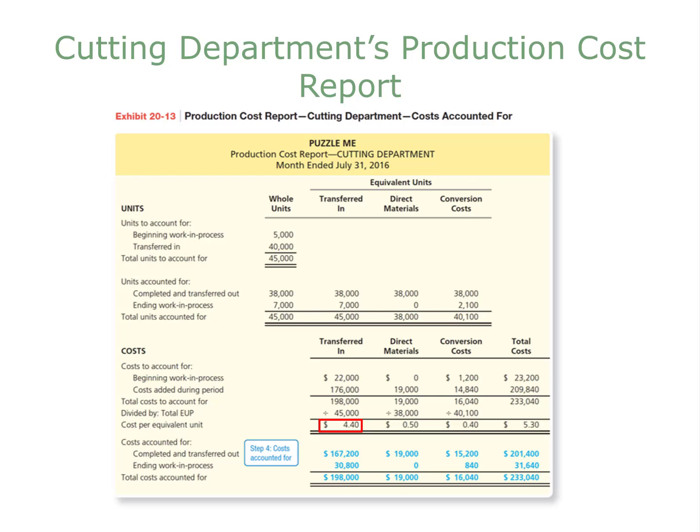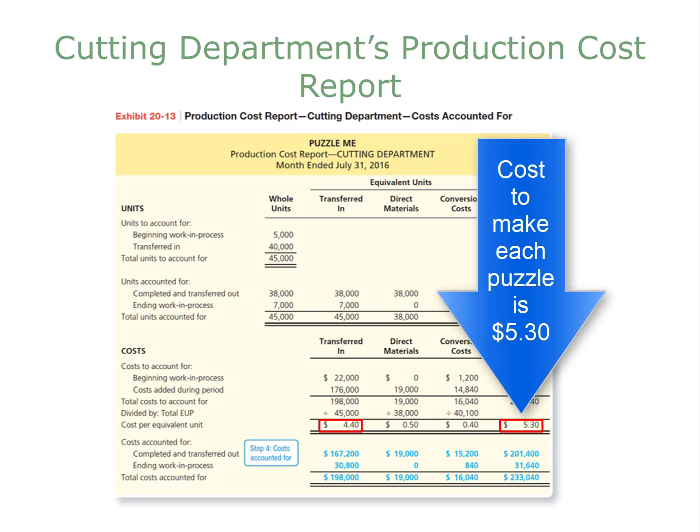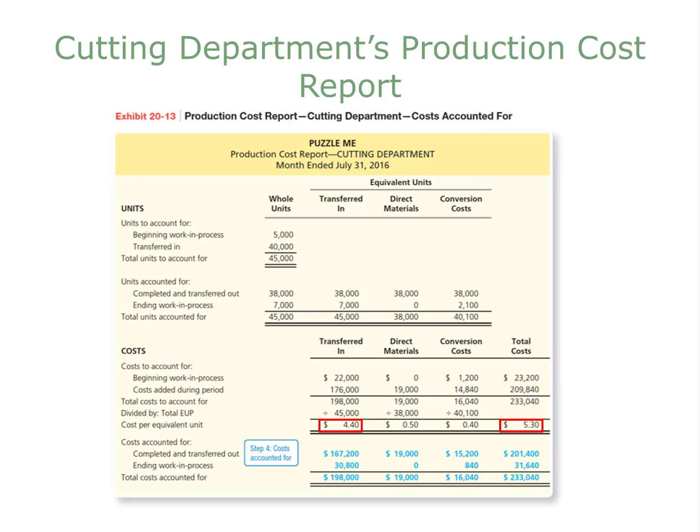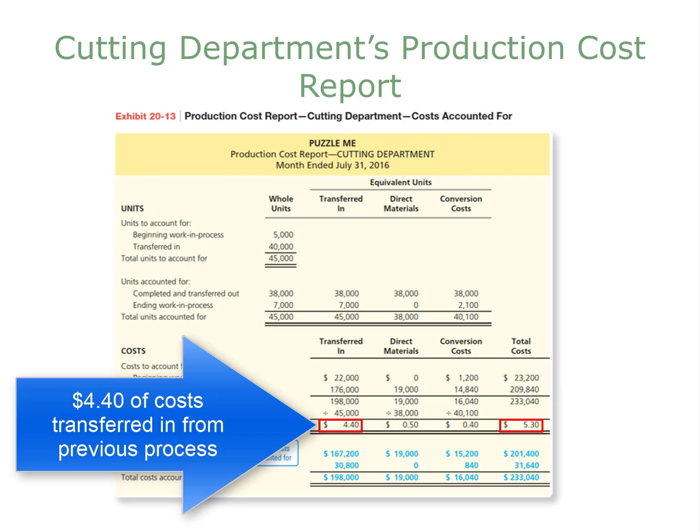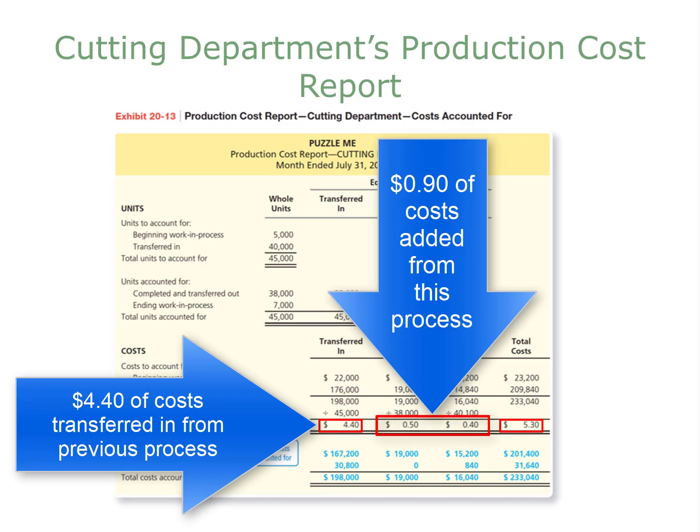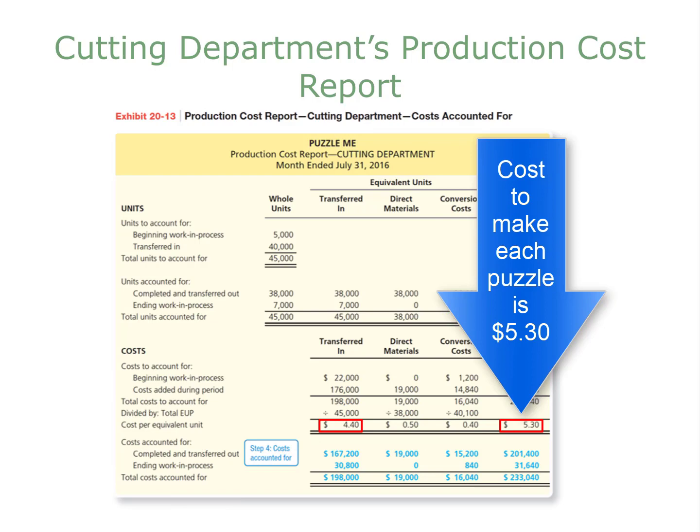So where in this report would we find the final total cost per puzzle? We would find it here. So it looks like it cost Peggy $5.30 to make each puzzle. Of the $5.30, $4.40 came from the previous department, and then the other 90 cents came from this department. But all we need is the final $5.30. So no wonder she's charging $8 per puzzle.